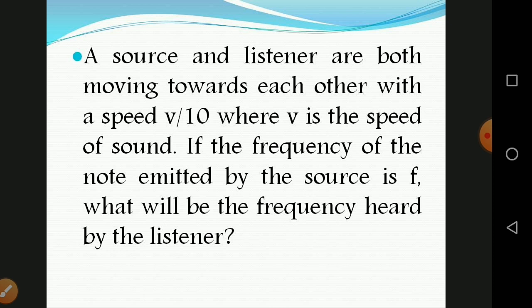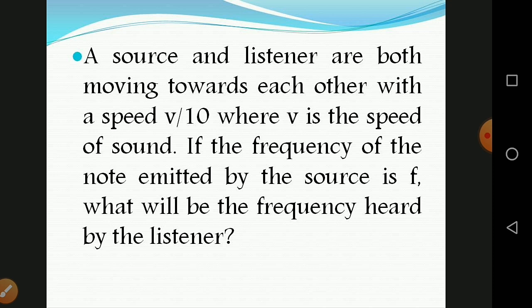And the next one, question 4. A source and a listener are both moving towards each other with a speed v divided by 10, where v is the speed of sound. If the frequency of the note emitted by the source is f, so the emitted frequency of the source is f, that means n is equal to f. What will be the frequency heard by the listener?